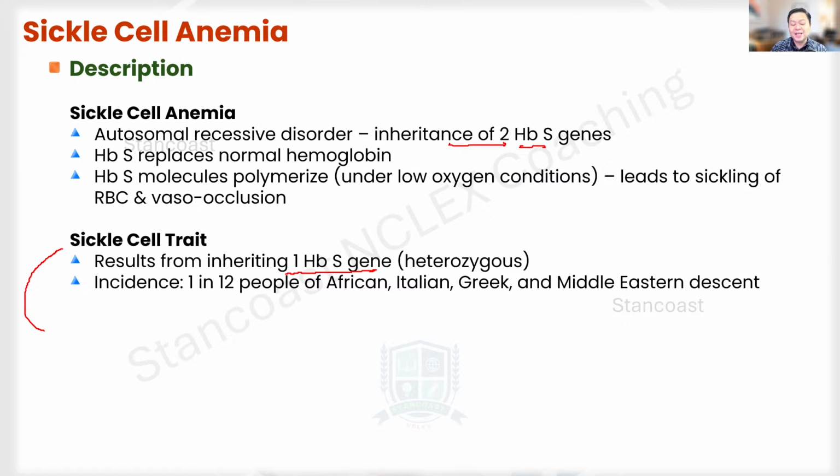Okay, now what about the prognosis here? Well, the life expectancy with sickle cell anemia is actually reduced, and in the US, the average life expectancy is about 58 years old.